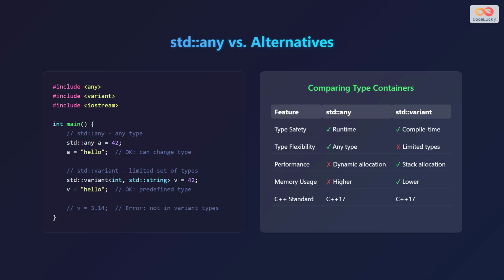In terms of type safety, both provide type safety. std::any provides runtime type safety, while std::variant provides compile-time type safety. In terms of type flexibility, std::any can hold any type, while std::variant is limited to a predefined set of types. In terms of performance, std::any uses dynamic allocation, which can be slower, while std::variant uses stack allocation, which is generally faster. In terms of memory usage, std::any typically has higher memory overhead, while std::variant has lower memory overhead. Both were introduced in C++17.